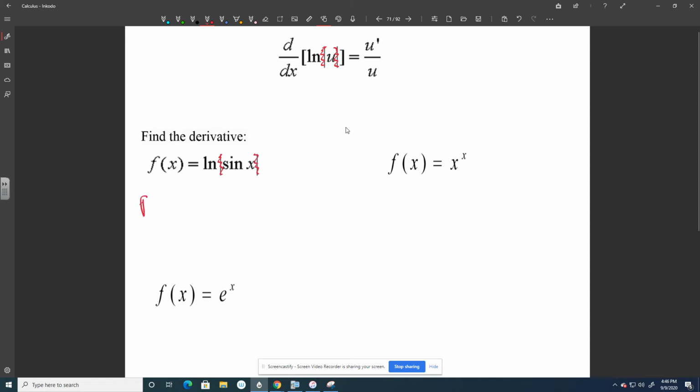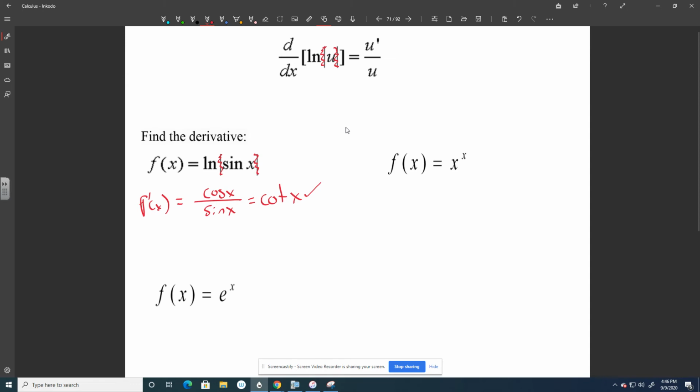So my f prime of x is just going to equal a fraction. On the bottom is going to go sine of x. On the top is going to be the derivative of sine of x, which is cosine of x. Well, that's kind of cool because cosine of x over sine of x, that's actually cotangent of x. So that would be your derivative, cotangent x.